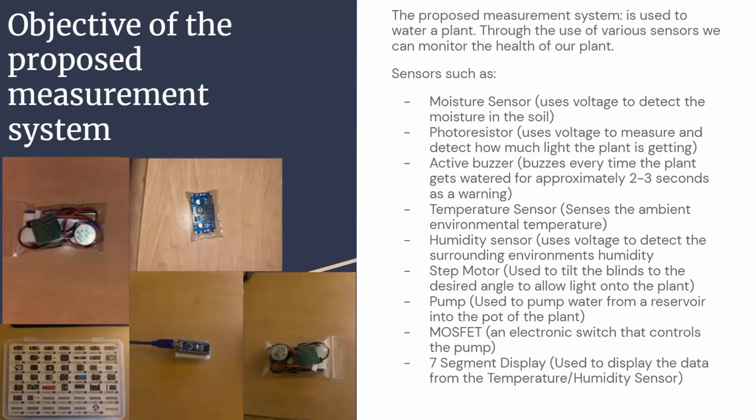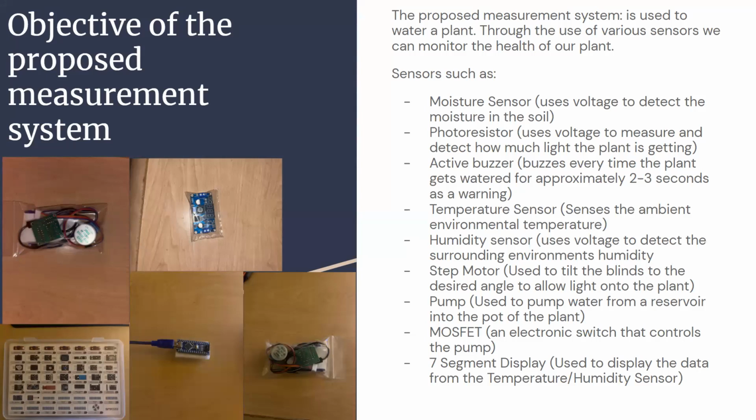So the proposed measurement system is used to water a plant. Through the use of various sensors, we can monitor the health of our plant. Sensors such as a moisture sensor, which uses voltage to detect the moisture in the soil. A photoresistor, which uses voltage to measure and detect how much light the plant is getting.